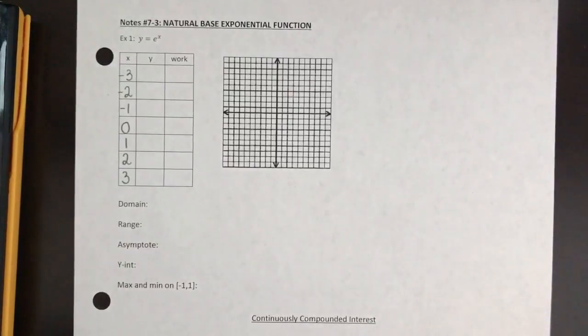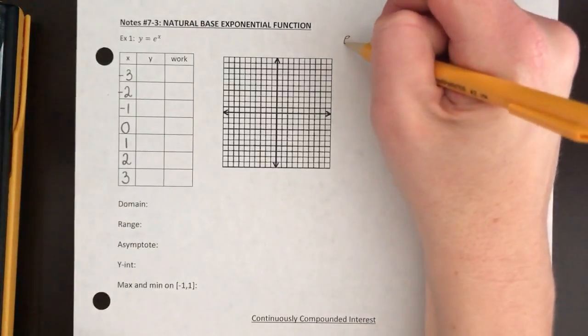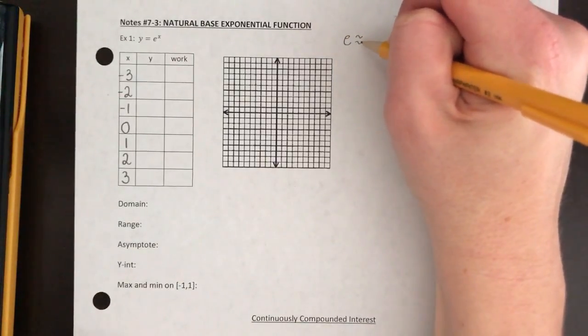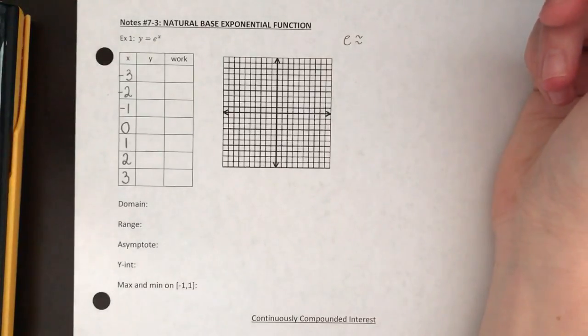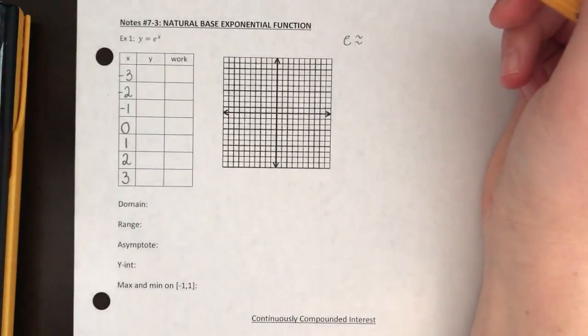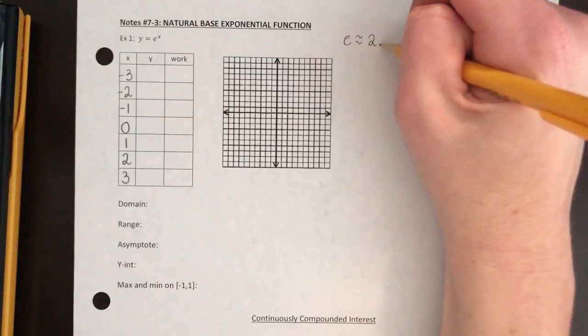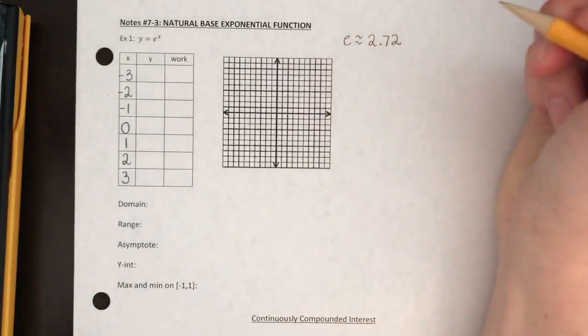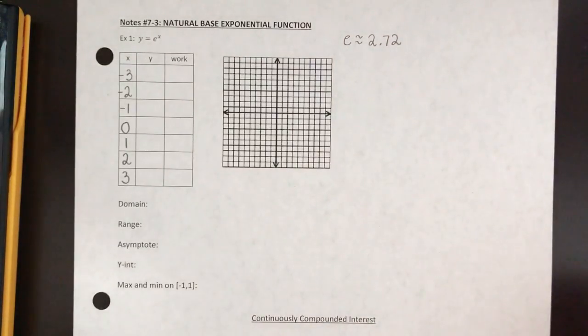Today we're looking at note 7.3, natural base exponential function. So the natural base exponential function is y equals e to the x. So e represents a number. It's something you might have already talked about in your science class. E represents a number that is approximately 2.72. So it's kind of like pi. You know, pi is 3.14, so e is 2.72 approximately.